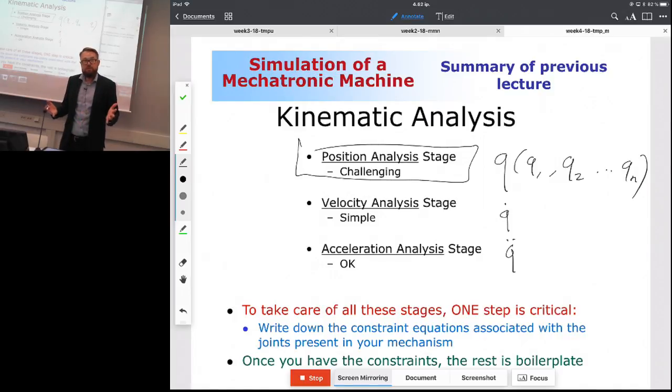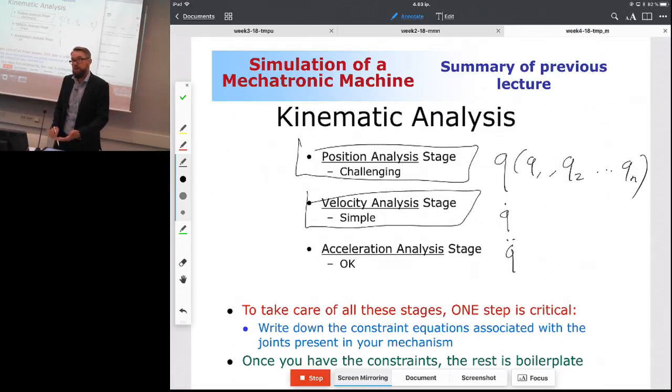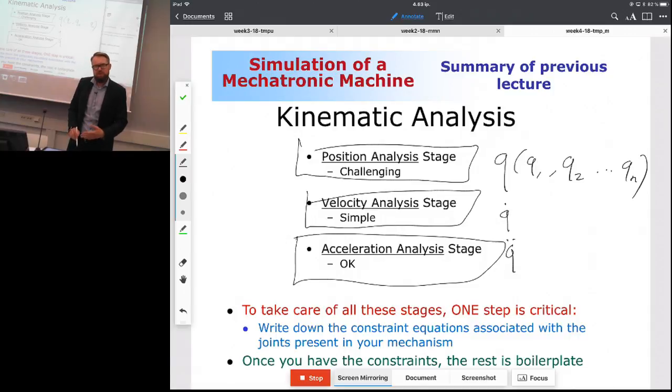The next one is very straightforward, which is the velocity state. That's easiest, clearly the easiest. It's simply a substitution problem that we have to do there. And then the acceleration is not as simple as velocity, but it's all right. Way easier than the position level.